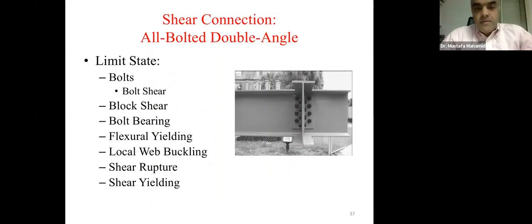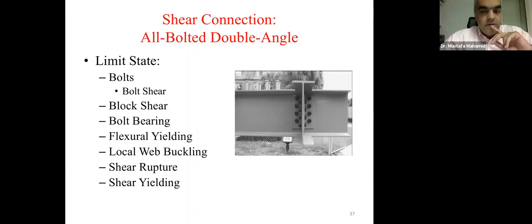Now we look at shear connections that are typically used. So we have an all-bolted double angle connection, as shown in the figure. Now we will list the different limit states that are applicable for each connection. So we talked about the calculations of the different limit states, I mean, most of them.